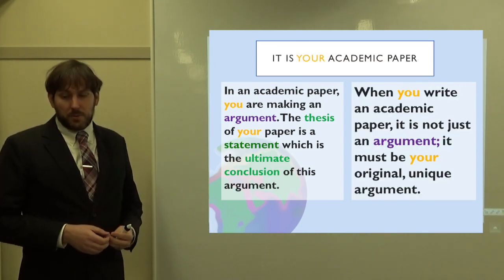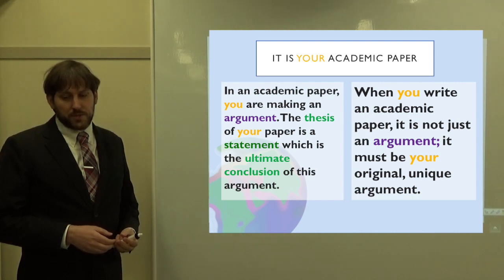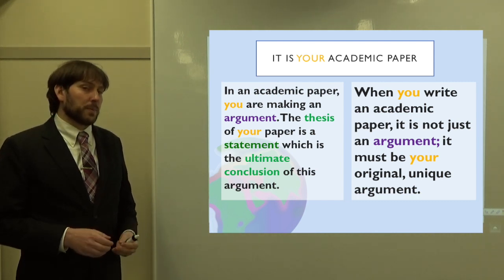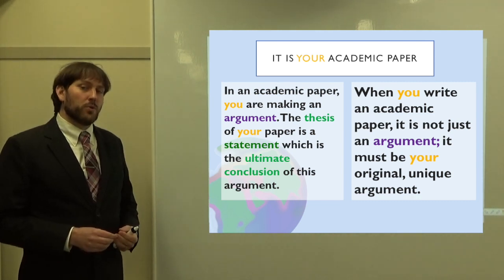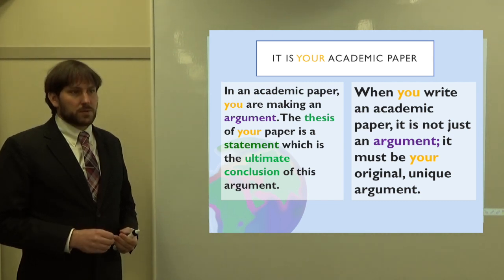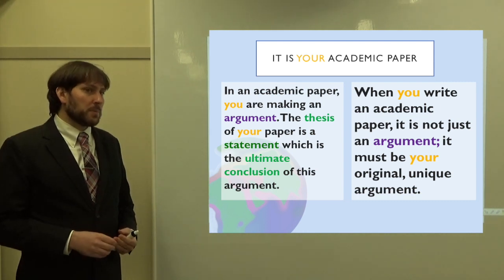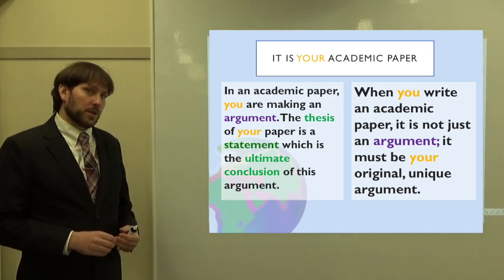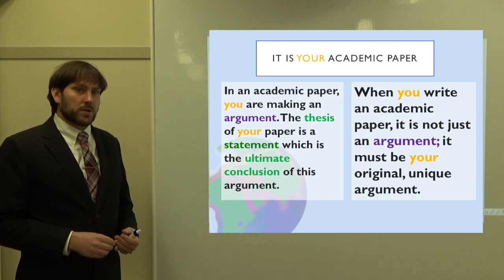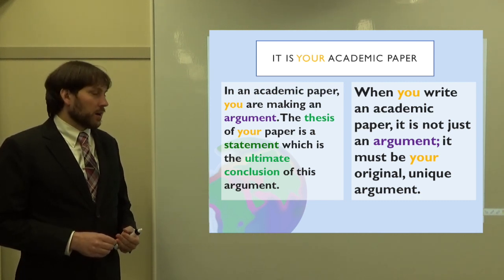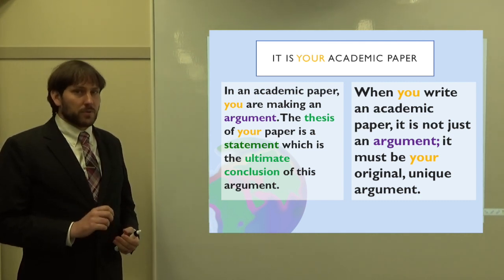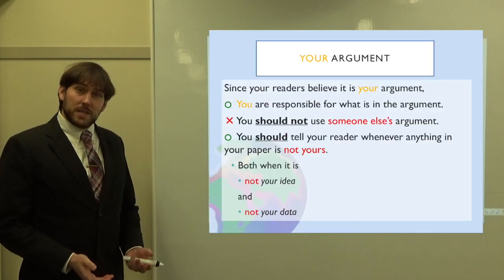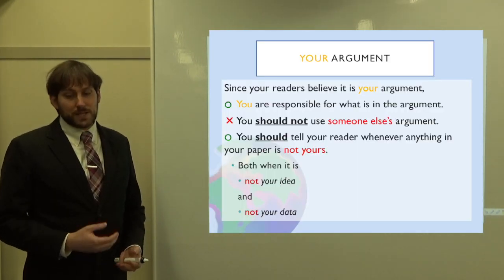So again, in an academic paper, you are making an argument. The thesis of your paper is a statement, which is the ultimate conclusion of your argument. Now, when you write an academic paper, it's not just an argument, it must be your unique original argument. So what I mean is that this will have your name on it. This will be something where if you published it, people can say that this is maybe Lee's argument or Kobayashi's argument or something along those lines. It can be something where people look at it and they think it is you. And that's very important for a couple of different reasons. Since your readers believe that this is your argument, you are responsible for what is in the argument.